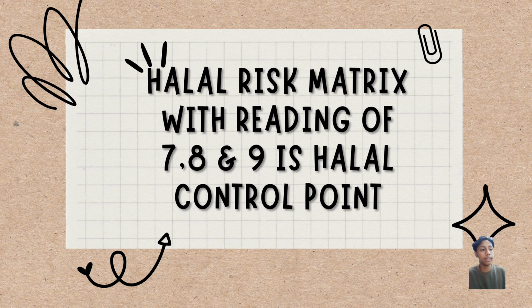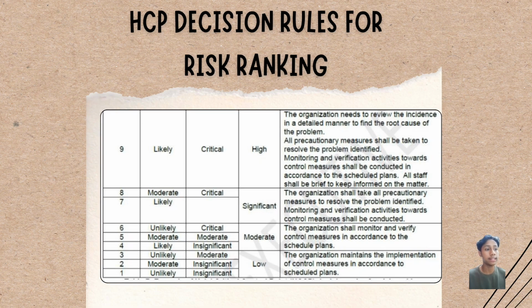So we go through the halal risk matrix, with a reading of 7, 8, 9 being a halal control point. So this is our HCP decision rules for risk ranking. As you can see, on the ranking, number 9 is likely, critical and also high. So the organization needs to review the incidents in a detailed manner to find the root cause of the problem. All precautionary measures should be taken to resolve the problem identified.